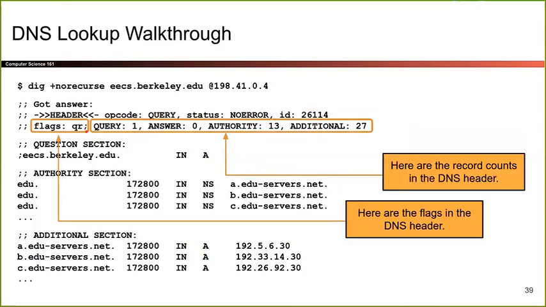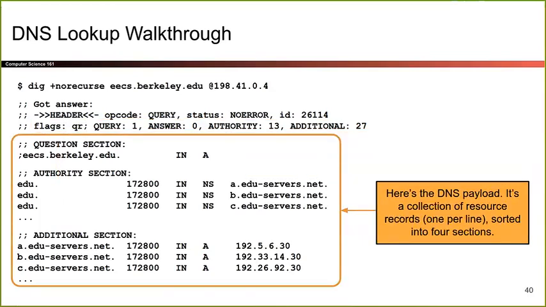Here are some flags, they're not too important for today. And here are the record counts. So we see in each section, there is 1 in the question section, there's 0 records in the answer section, there's 13 records in the authority section, and there's 27 records in the additional section. So we see the counts of all the records in the header.